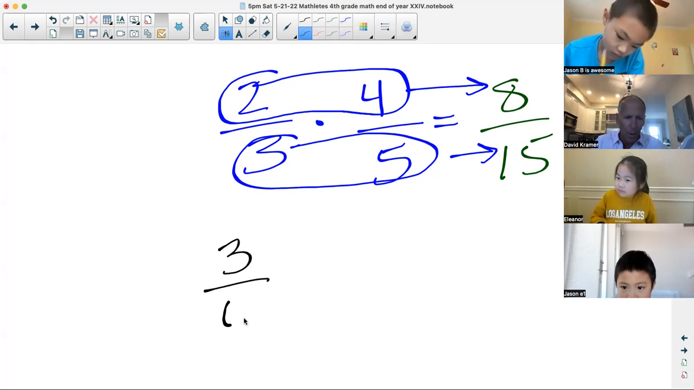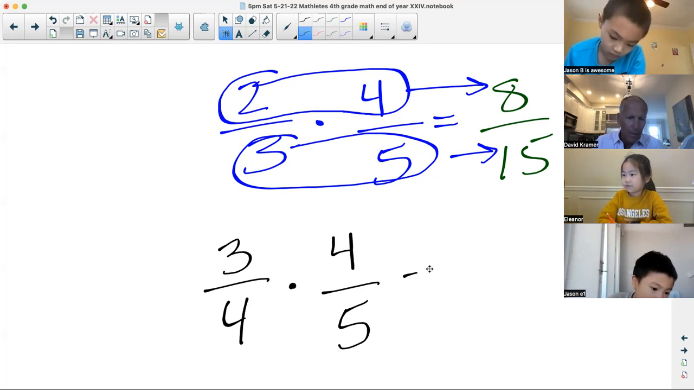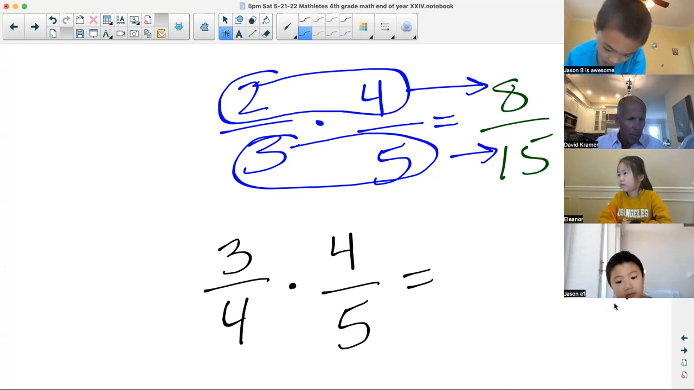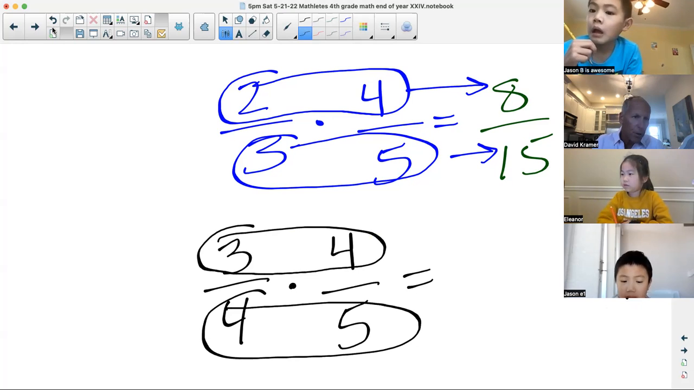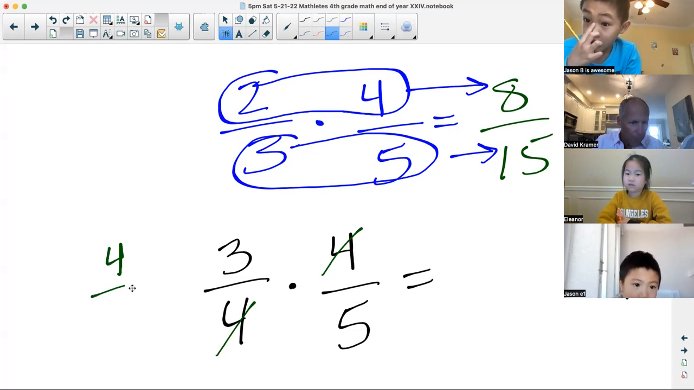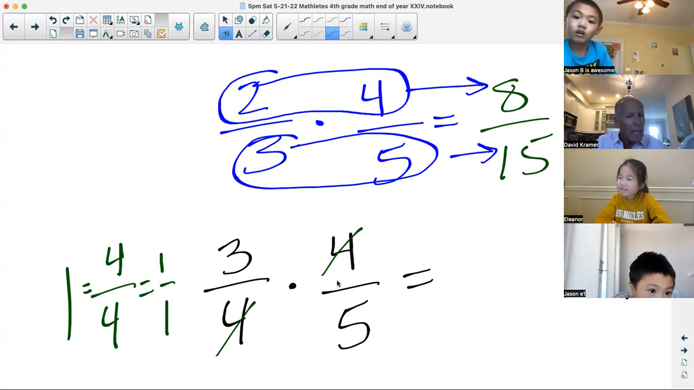Let's do 3/4 times 4/5. Now this one is special. There's something very, very special going on with this one, because you do not have to multiply across first. The first thing we're going to do is look at the 4 and the 4. Because when you have 4/4, that's really 1/1, which is really just plain old 1. So we don't even need to worry about that.